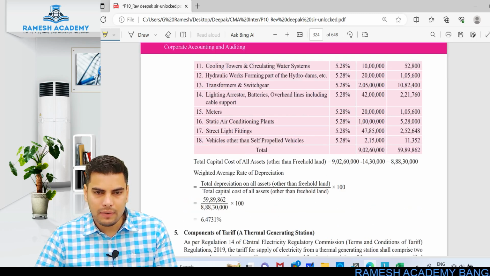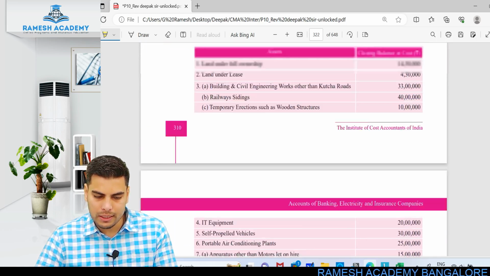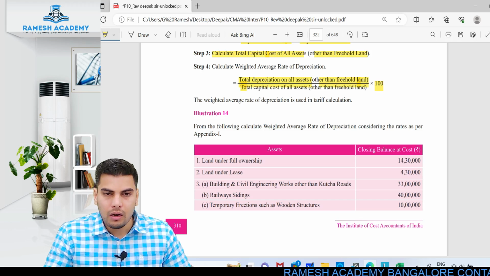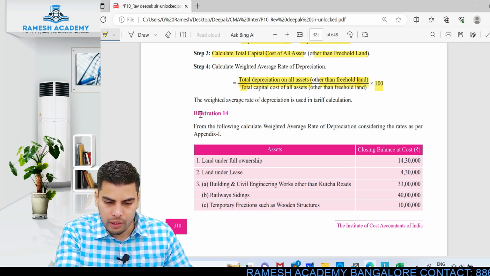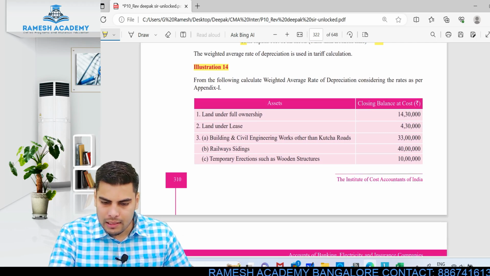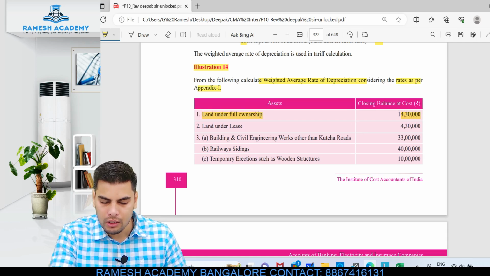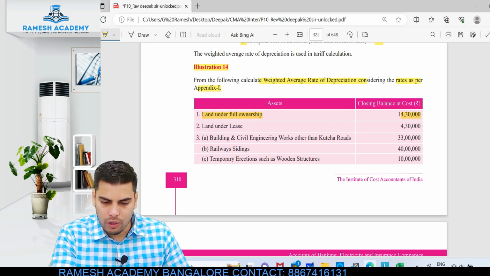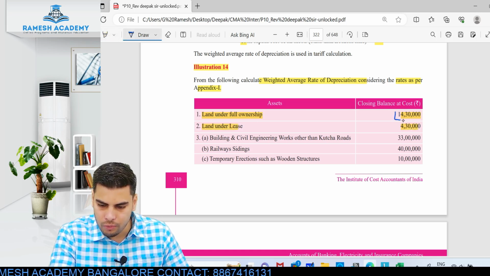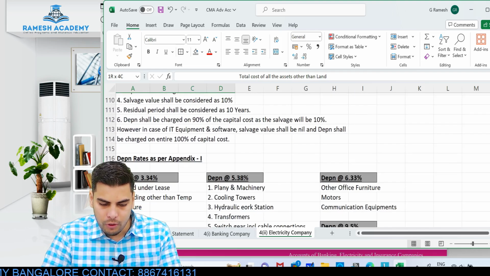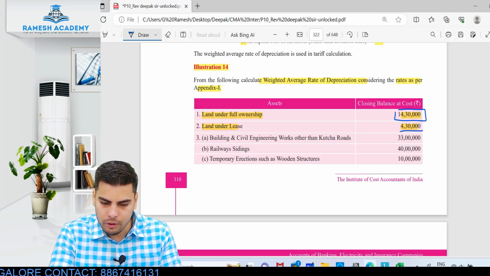So let us now understand with the help of this particular illustration how exactly we calculate this weighted average depreciation rate. Let me read illustration number 14. From the following, calculate the weighted average rate of depreciation considering the rate as per Appendix 1. Land under full ownership, so this is freehold land. Land under lease, 14 lakh 30. On this land, do we charge any depreciation? No, we will not be charging any depreciation. What about the other land? On this land, it would be 3.34 percent.